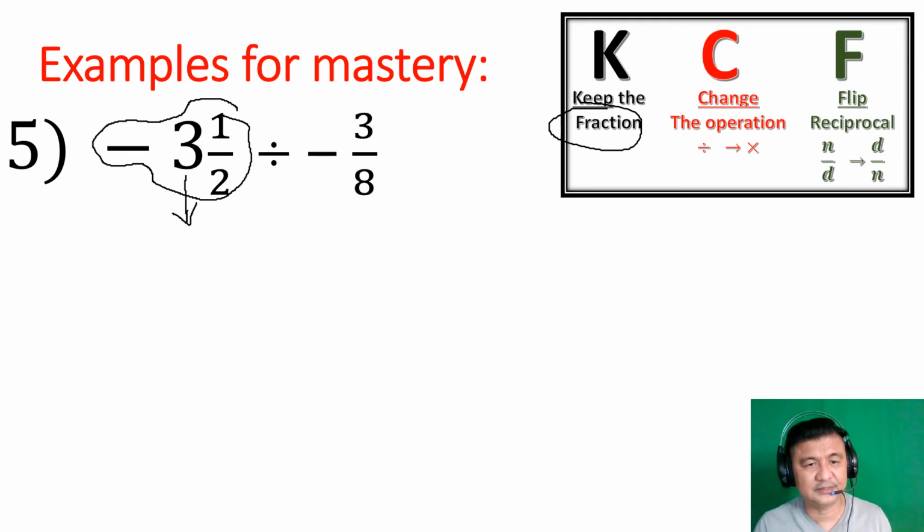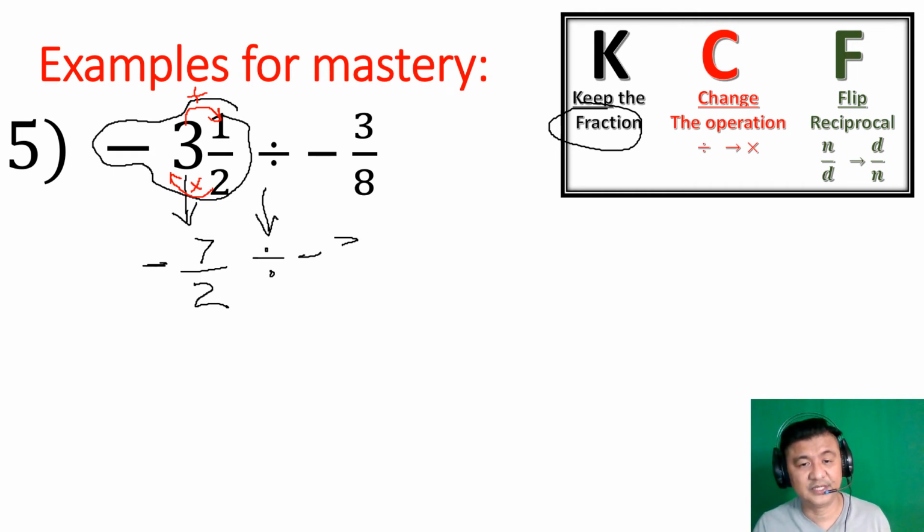How do you do that? 2 times 3 is 6. 6 plus 1 is 7. So I could write it now as 7 over 2. Don't forget the negative. Copy everything first. We haven't done any division yet. Now, since you've converted, you can now do your keep, change, flip.